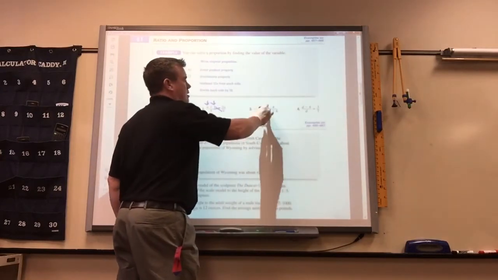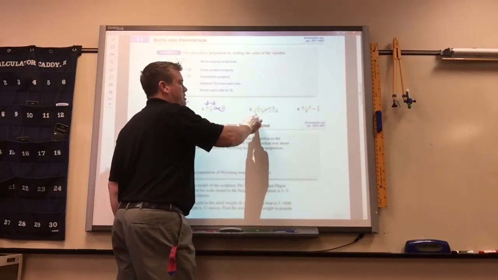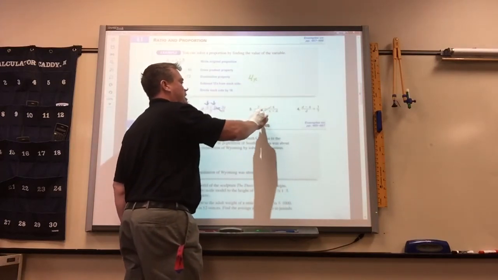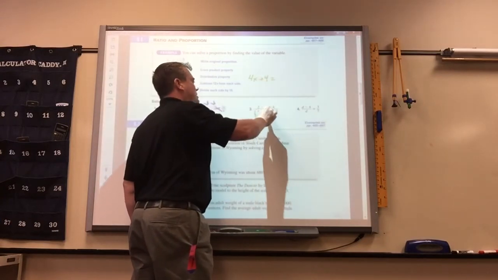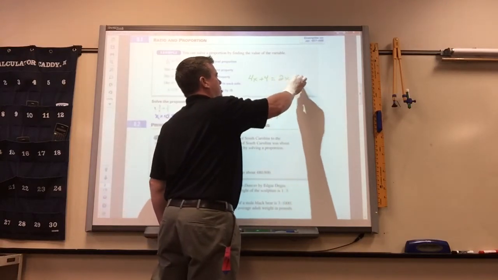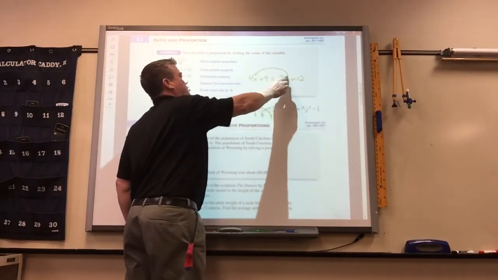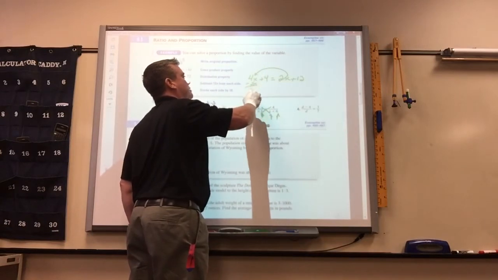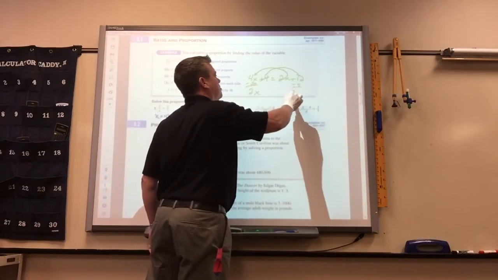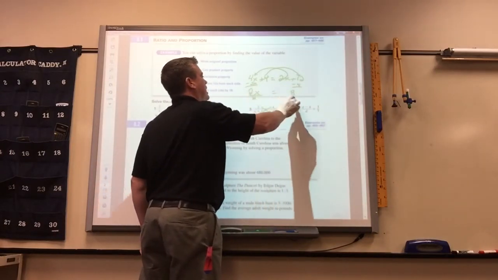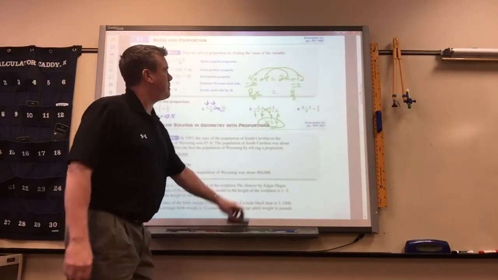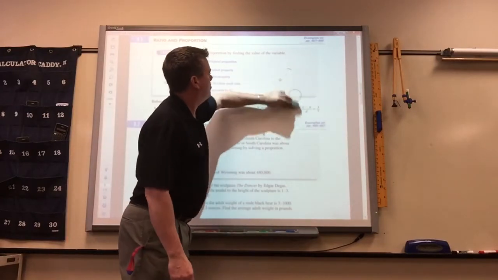This one, cross products. There's two things here, so you got to take the 4 times both of them. 4 times x, 4x. 4 times 1 is positive 4. Has to equal this times this. So take the 2 times each of those. 2x plus 12. So move the 2x over by subtracting it. Get the non-x's to the other side. It's a plus 4, so minus 4. So divide by 2, and you get your answer of 4.